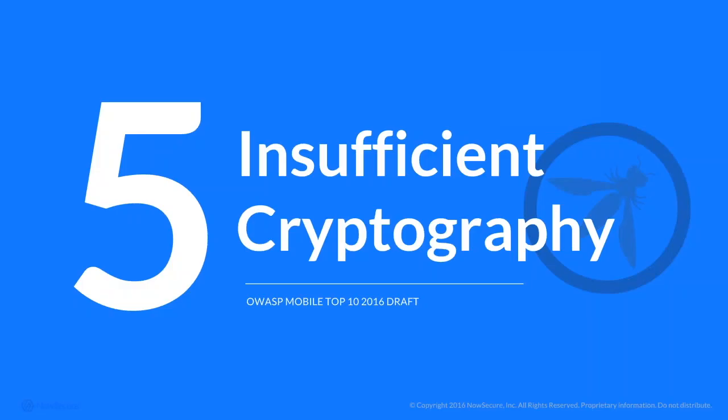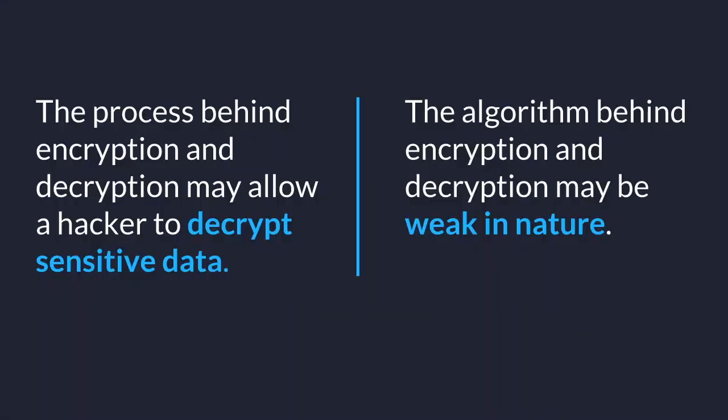So the next one here on the list is insufficient cryptography, which we break out and highlight two types of flaws in this category that can lead to an adversary gaining access to sensitive information from a mobile app. The first, the process behind encryption and decryption may allow a hacker to decrypt that sensitive data. And second, the algorithm behind encryption and decryption may be weak in nature.